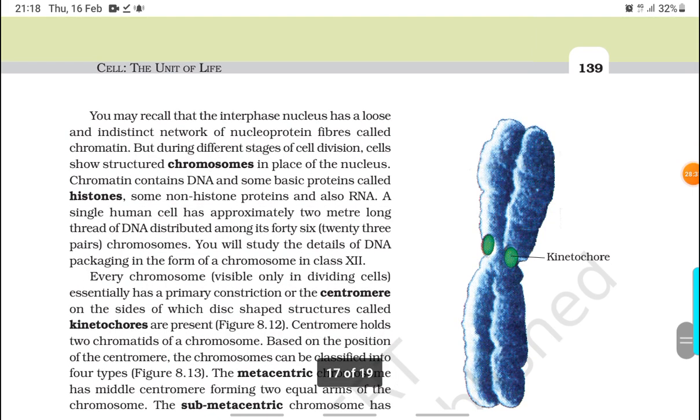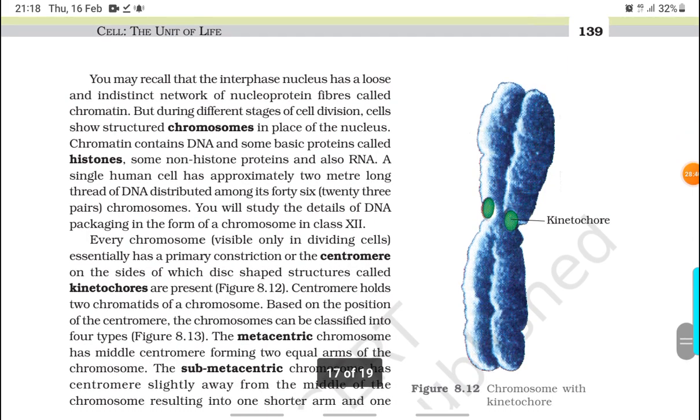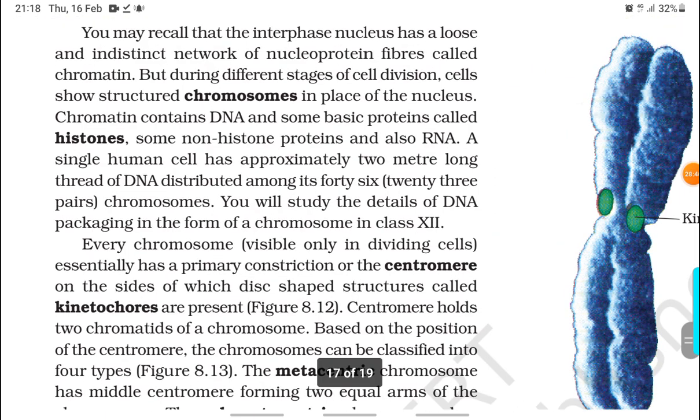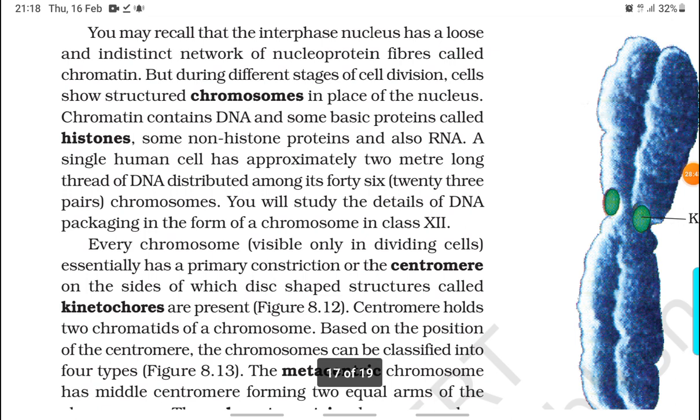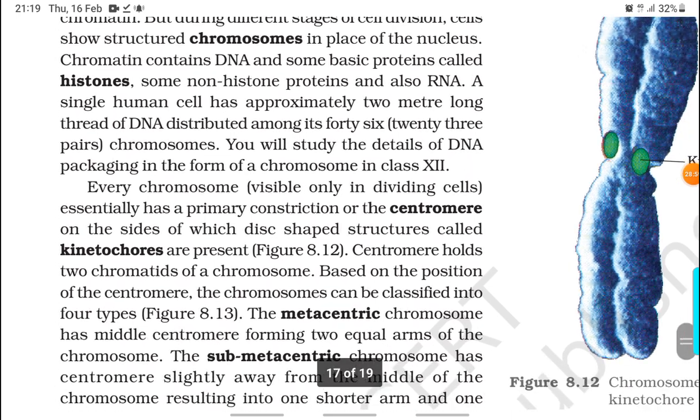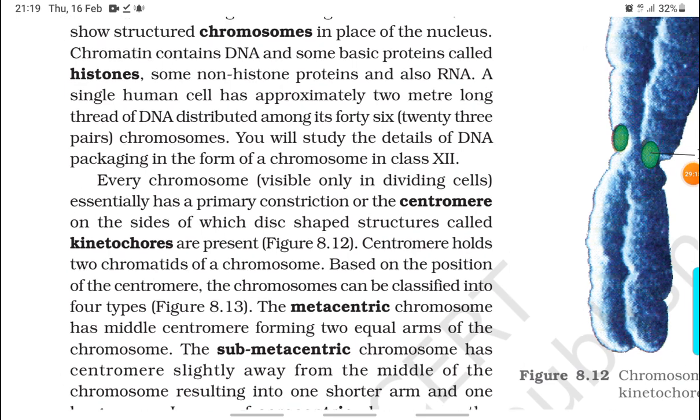You may recall that the interphase nucleus has a loose and indistinct network of nucleoprotein fibers called the chromatin. But during different stages of cell division, cells show structured chromosomes in the place of the nucleus. Chromatin contains DNA and some basic proteins called histones. Some non-histone proteins and RNA are also present. A single human cell has approximately a 2-meter long thread of DNA distributed among its 46 or 23 pairs of chromosomes. You will study the details of DNA packaging in the form of chromosomes in class 12th.